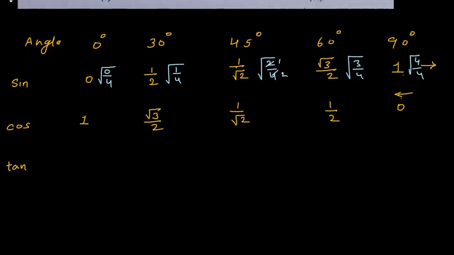And tan is nothing but the ratio of sine and cos. So 0 upon 1, here you will get 0.